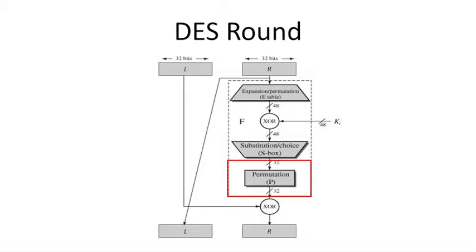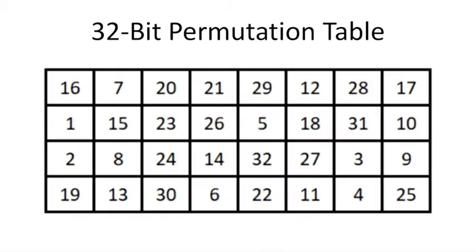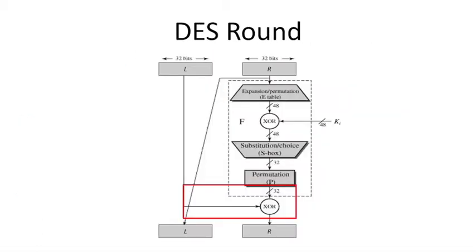Next, we perform another permutation on these 32 bits. So for this, we use this permutation table. And again, the idea is to shuffle the bits using this 4x8 fixed table. So here, for example, the 16th bit from the input block is going to move to the very first location of the output block. And again, the input is also 32 bits, the output is also 32 bits.